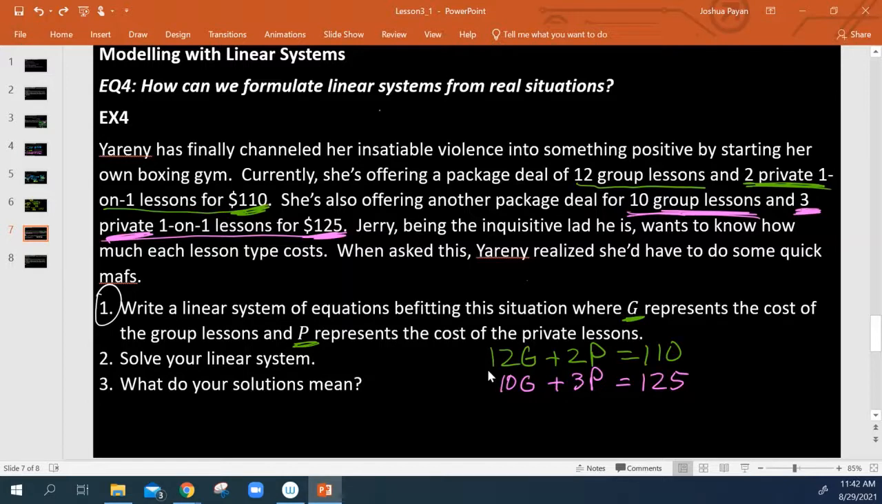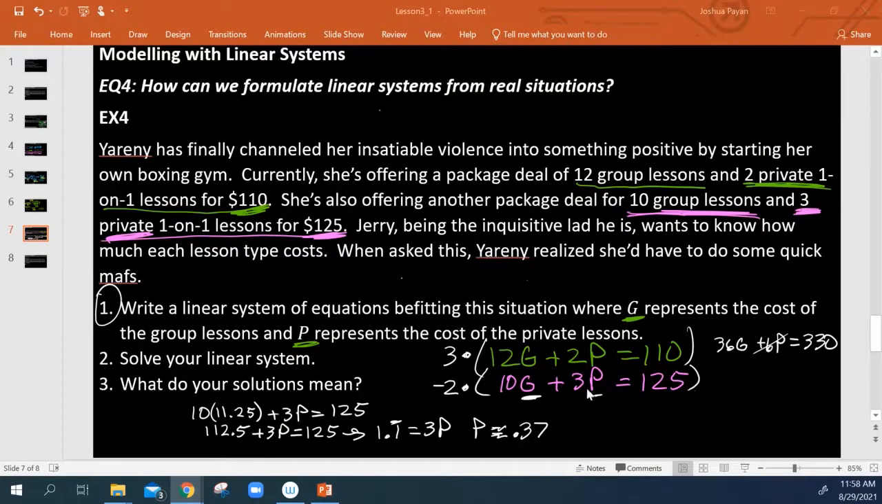So we're going to do elimination here, and it looks like the simplest thing to eliminate would be P, right? But how? Well, if I multiply the top equation by 3, this 2P becomes a positive 6, and if I multiply the one in pink by negative 2, this will become a negative 6. So let's see what that would look like. I'm going to have to write tiny here. I didn't give myself enough room. But this is going to be 36G plus 6P equals 330.